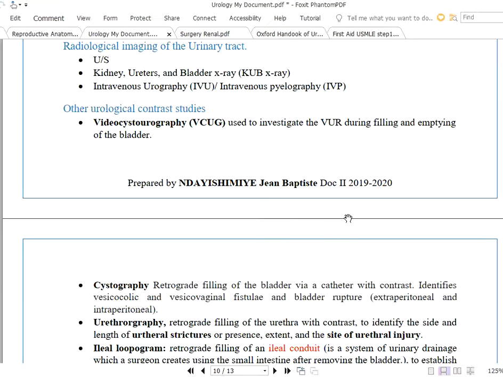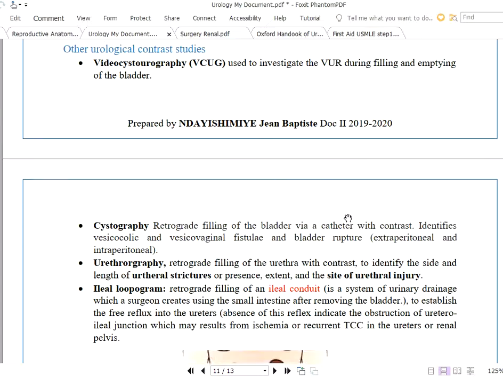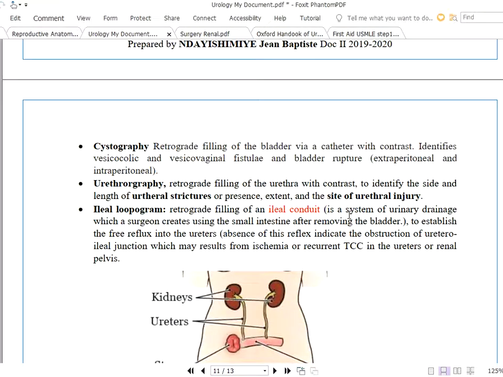Another investigation which can be done is cystography. This is retrograde filling of the bladder via a catheter with contrast, to identify a vesicocolic or vesicovaginal fistula, because they are in close relationship with each other at the level of the pelvis. You can also investigate for bladder rupture, which can be intraperitoneal or extraperitoneal.